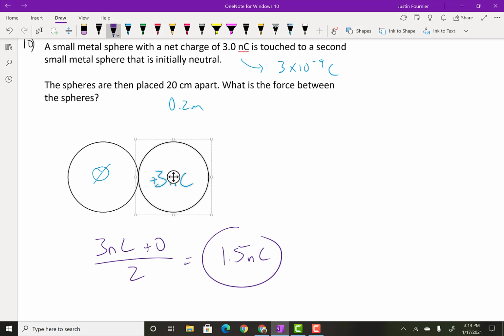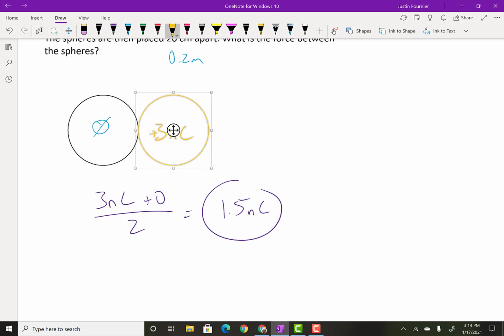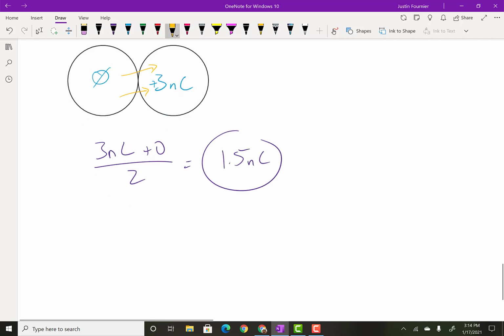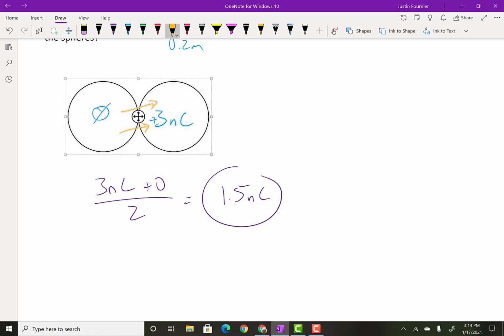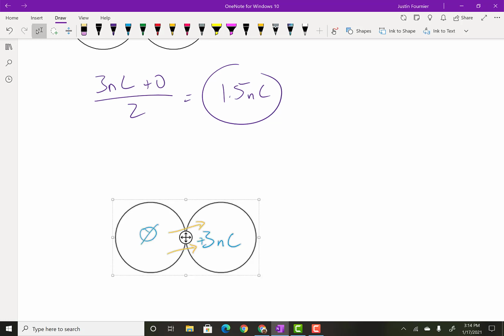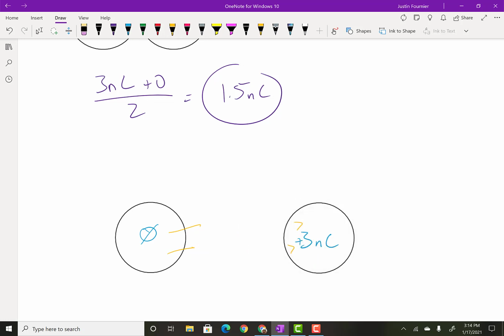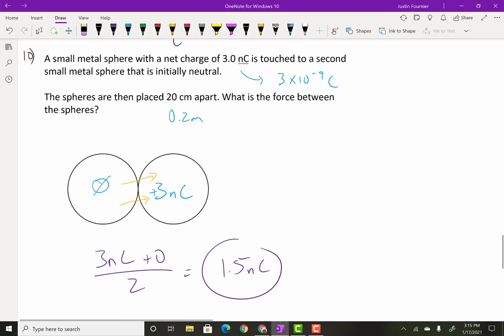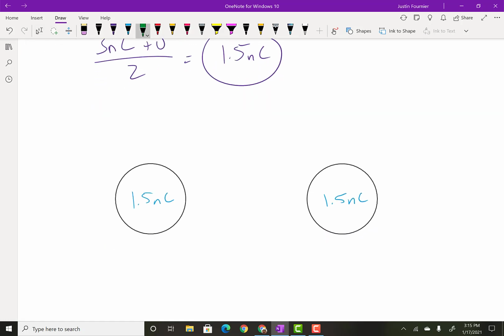So after I've done that, the electrons are going to flow into here. So each one's going to have 1.5 nanocoulombs. Let's copy that, paste that right there, and then we'll spread this back out like this. So now each one is going to have 1.5 nanocoulombs of charge. And they're separated by a distance of 20 centimeters, or 0.2 meters.